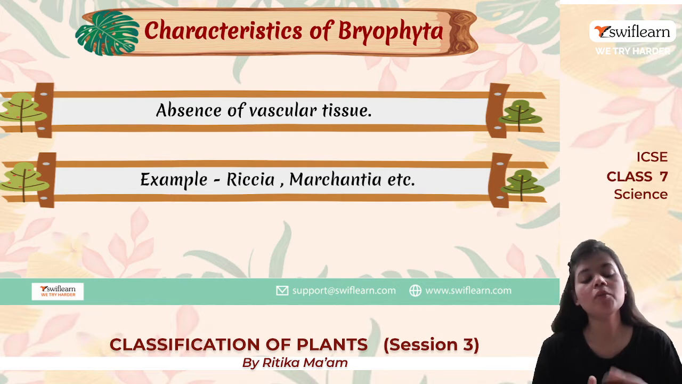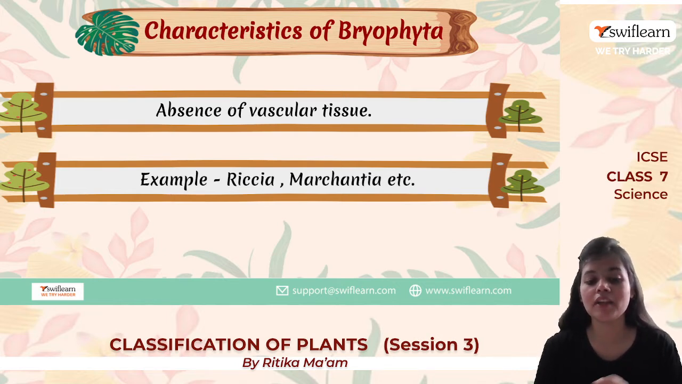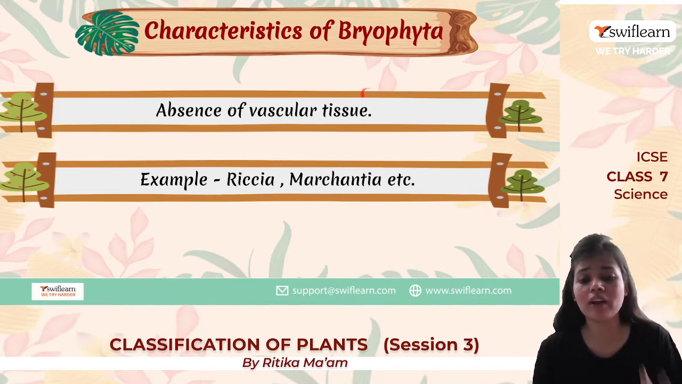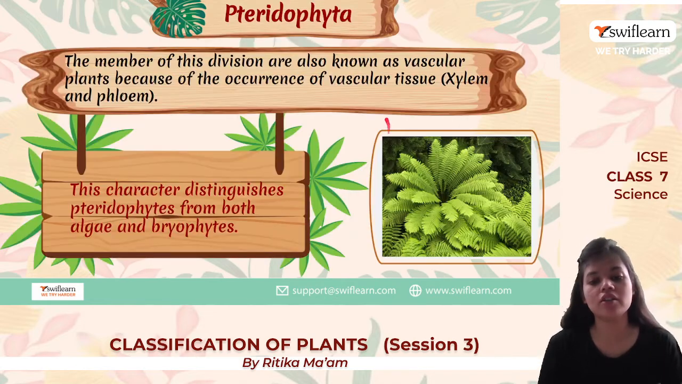Now, they do not possess vascular tissues. Some of the examples are Riccia and Marchantia. So what happens here, xylem and phloem are not very well defined. So that is why they do not have vascular tissues.